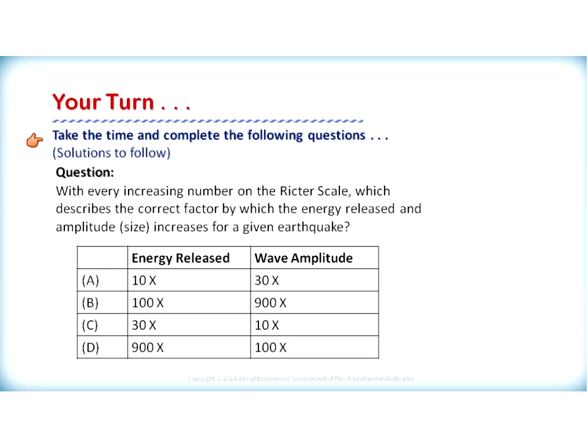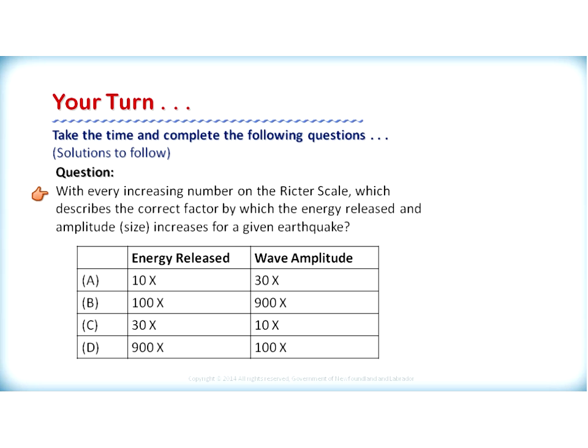Your turn. Take time and complete the following question. You can record or you can pause your recording now to prepare your answer. The question reads, with every increasing number on the Richter scale, which describes the correct factor by which the energy released and the amplitude increases for a given earthquake?